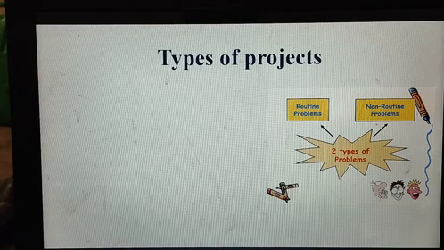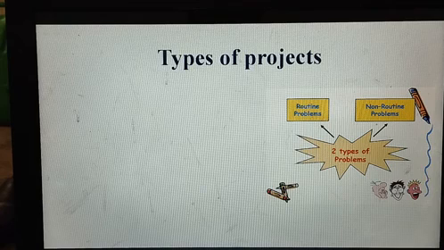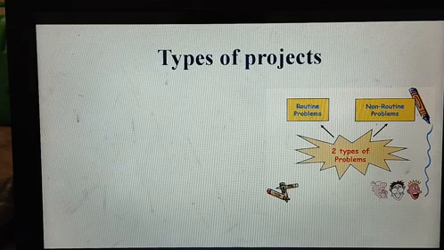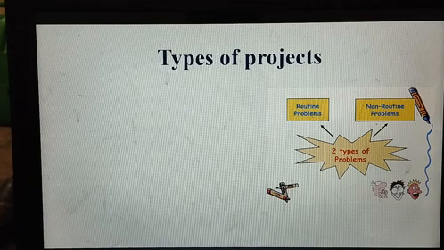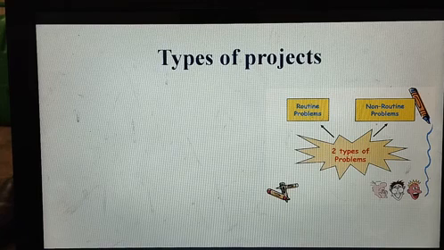From these routine problems and non-routine problems is where we get the types of projects. In other words, we have 4 types of projects, but 2 are got from the routine problems and 2 are got from the non-routine problems. But keep in mind that NCDC, in our lower secondary curriculum, is recommending us to focus on only 2 types of projects, as we are going to see if we continue.